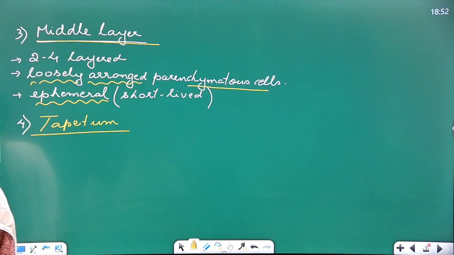Whom will it nourish? What have we been reading about? The pollen sac wall. Inside the pollen sac, what do you have? The pollen grains, right? So you have certain cells that will ultimately form the pollen grains. To form the pollen grains, they will require food. Who will give the food? The tapetum, right? So we'll write the points about tapetum, then we'll draw the diagram.